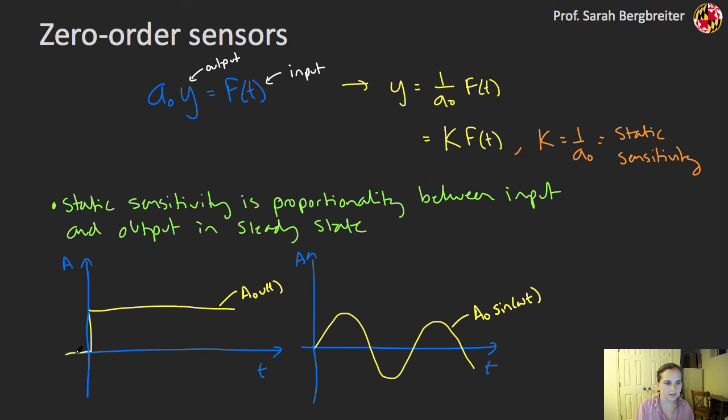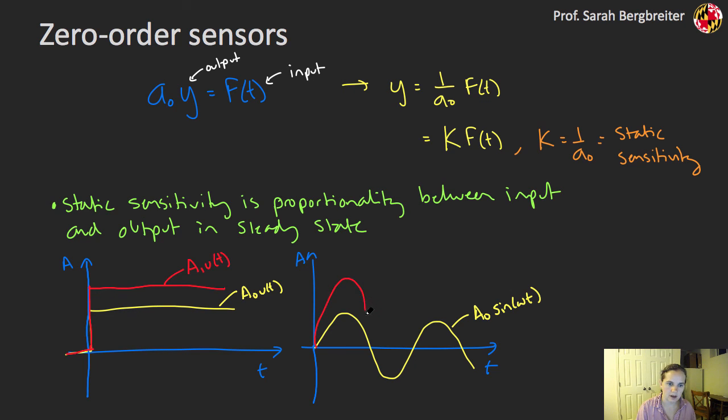So what this means is if I have a step input, say with some amplitude a naught, then my sensor signal is going to be proportional to that input. So maybe this has an amplitude a1 u of t. Right? So the signal is a1 u of t. It's just a step with an amplitude of a1. And that a naught and a1 are going to be related through this static sensitivity.